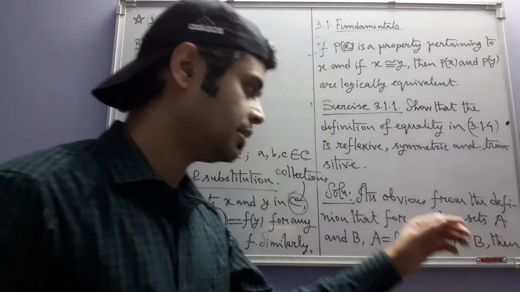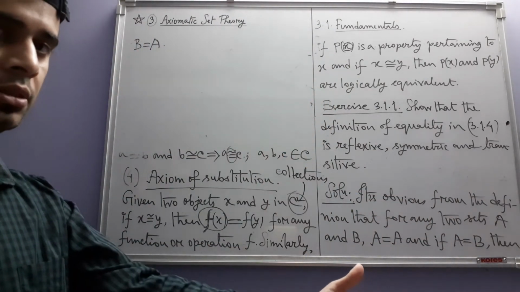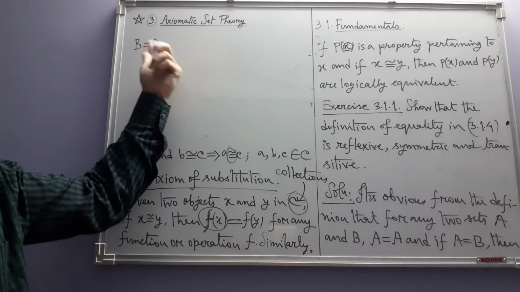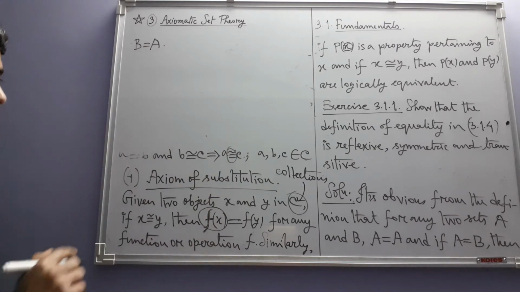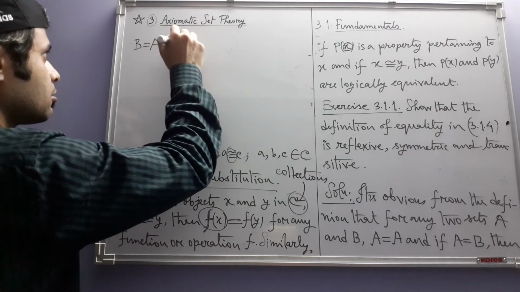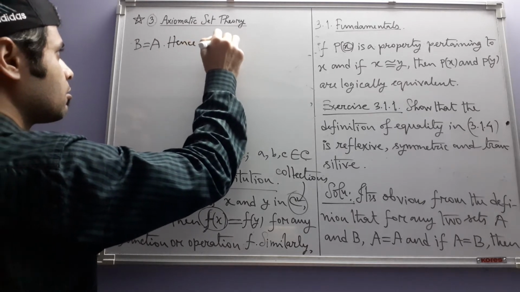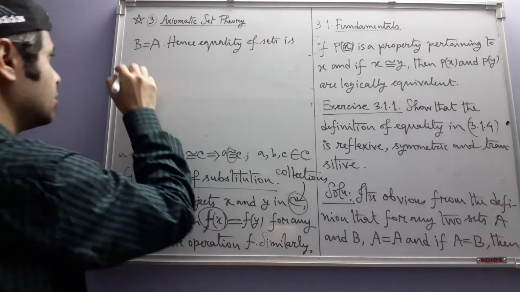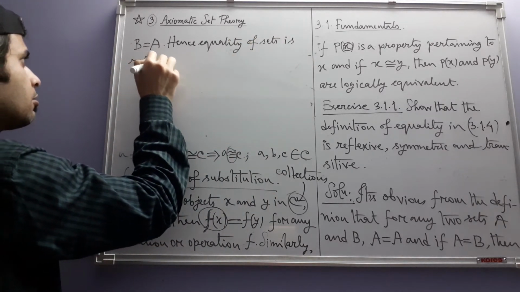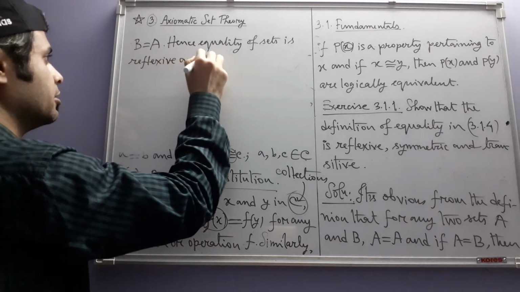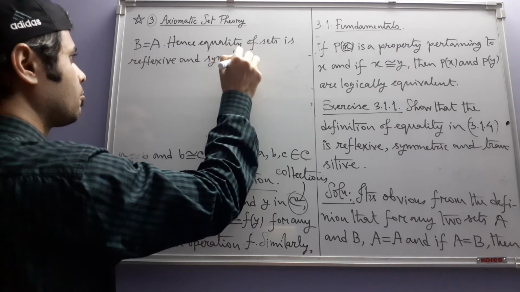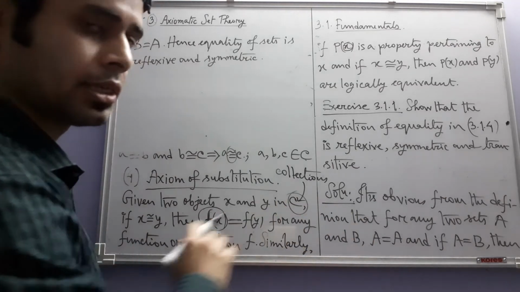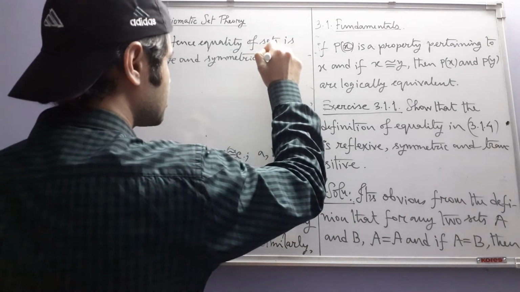And if A is equal to B, that means every element of A is an element of B, and conversely. But then by that, in the same vein, B is also equal to A. Hence, equality of sets is reflexive and symmetric. Transitivity, although it's also easy, is not as obvious as this.